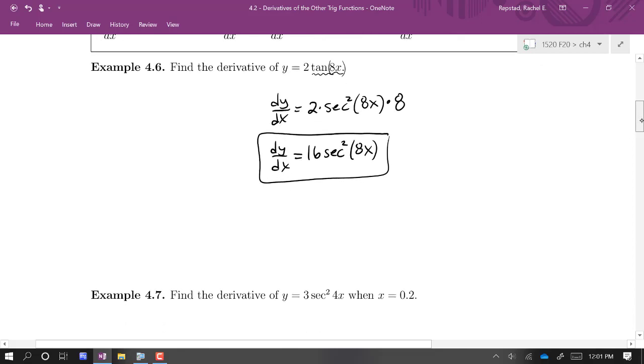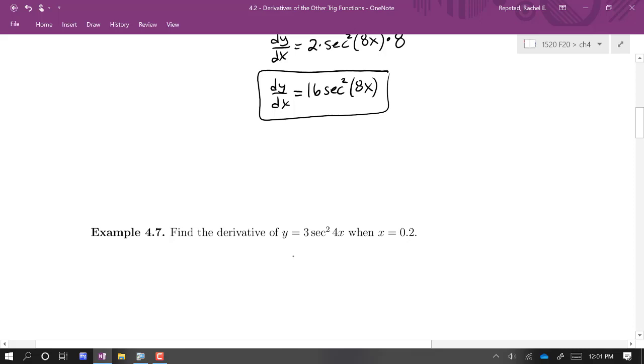All right, let's try another one. We want to find the derivative of this function, y equals 3 times secant squared 4x, when x is 0.2. Now, one important note: x is part of the argument of this function. So we should be aware that if x is 0.2, this means radians. Our calculators will need to be in radian mode. In general, when you're working with trig functions, your arguments are in radians unless they specify otherwise.